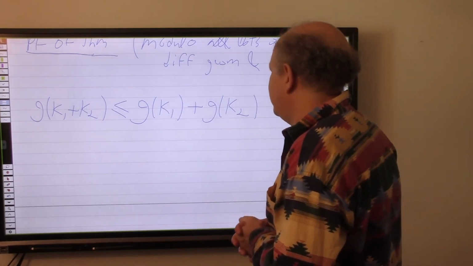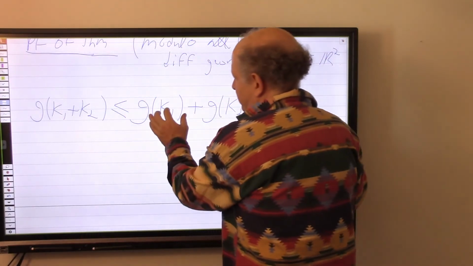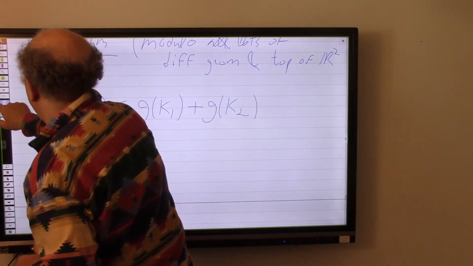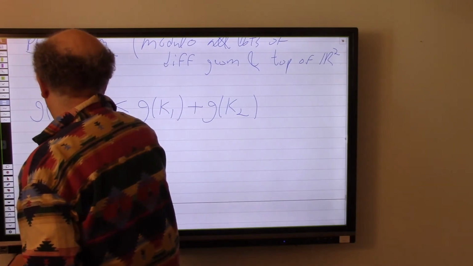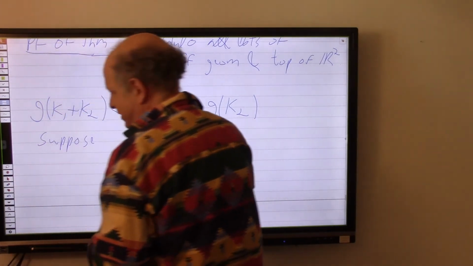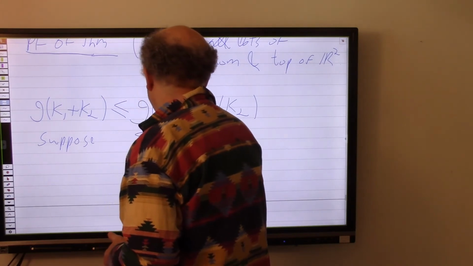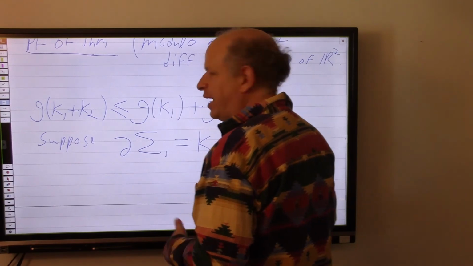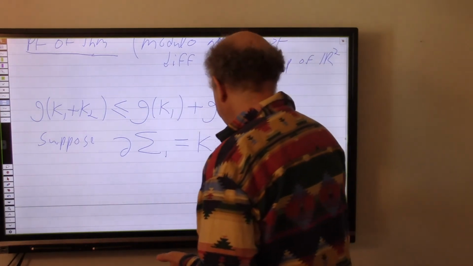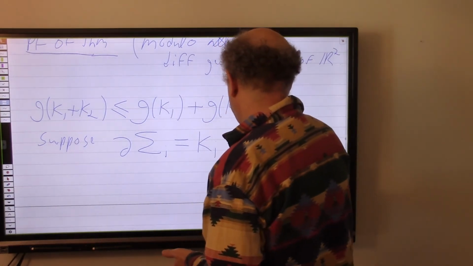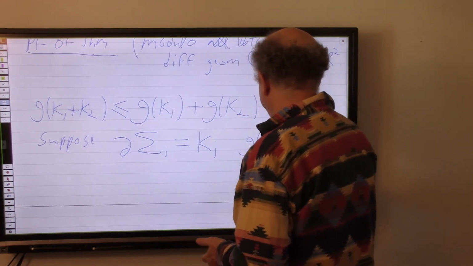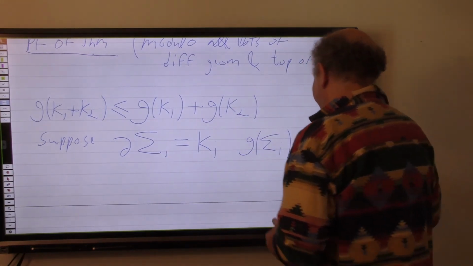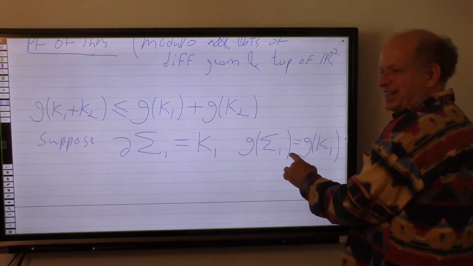How should I do that? Basically, suppose you had sigma 1 and sigma 2 for K1 and K2. So, suppose you had sigma i, whose boundary is Ki for i equals 1 and 2. And suppose the genus of sigma i is equal to the genus of Ki. So this is not a trivial assertion, right?